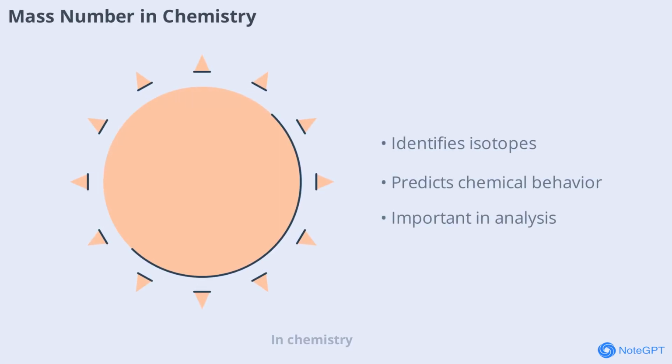In chemistry, mass number is used to identify isotopes and predict how atoms will react. For example, different isotopes of the same element can have slightly different chemical behaviors. This is especially important in fields like analytical chemistry and environmental science.